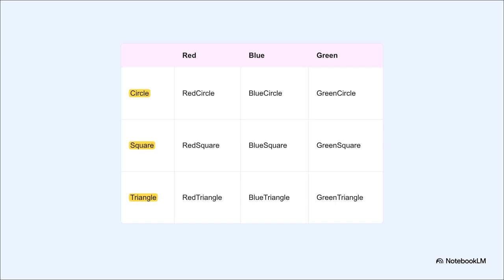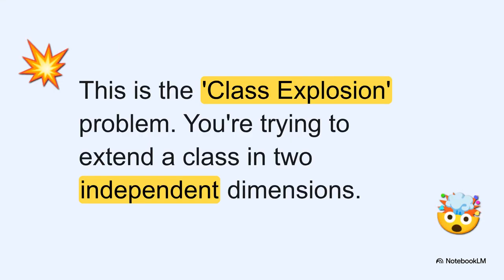And look at the trend here. If we add just one more shape, we have to add 3 new classes. If we add one more color, we have to add another 3 new classes. This isn't growing linearly, it's a geometric expansion. And folks, that is what we call the class explosion.